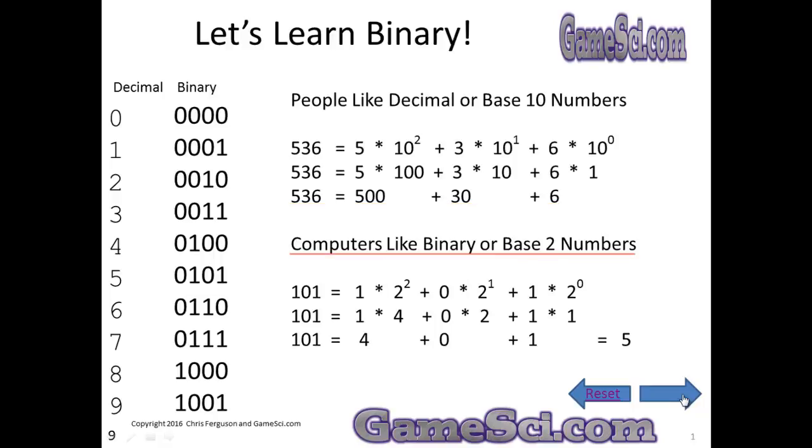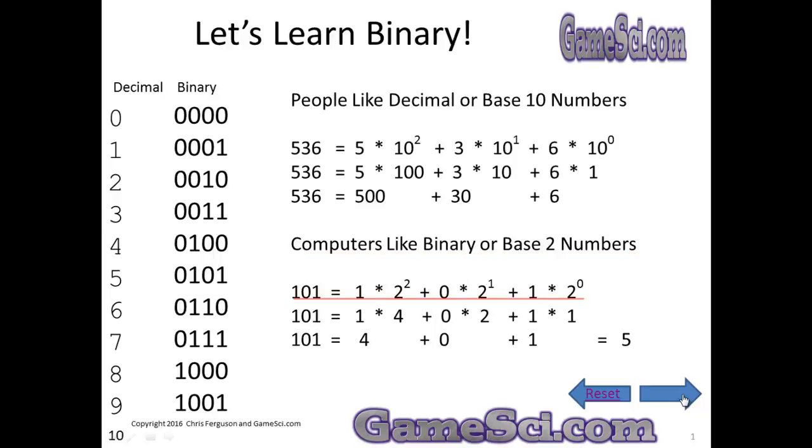Now, when you switch over to binary, computers like binary or base 2 numbers, right? That means everything is represented by zeros and ones. There's no 4, there's no 6, there's no 9 in binary numbers. You just get zeros and ones, right? Binary circuits are much simpler to build. They're much faster. They're much easier. Computers love binary. We as people work in decimal. Computers work in binary.